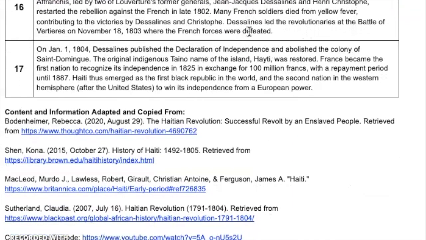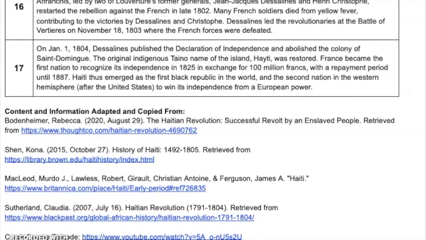Last section of the reading is all about the final years of the revolution, starting with paragraph 16. Believing that France's intention was to restore the system of enslavement in the colony, black people in the Affranchise, led by two of Louverture's former generals, Jean-Jacques Dessalines and Henri Christophe, restarted the rebellion against the French in 1802.